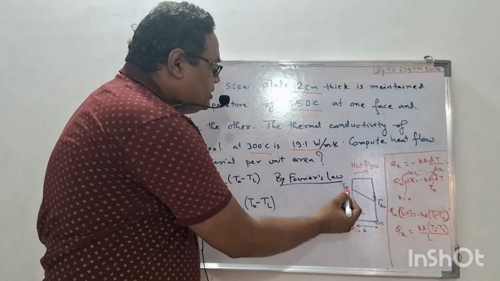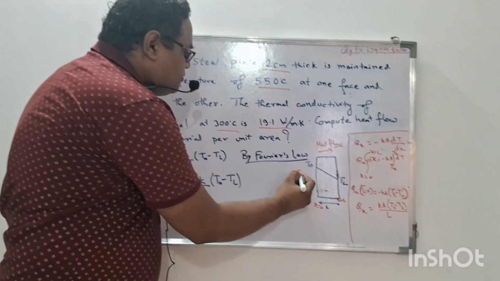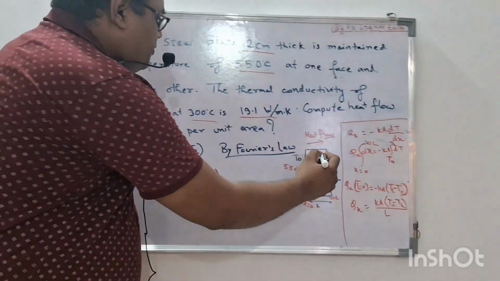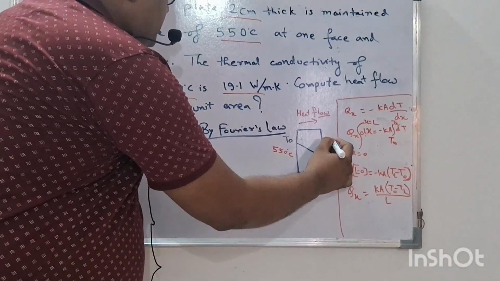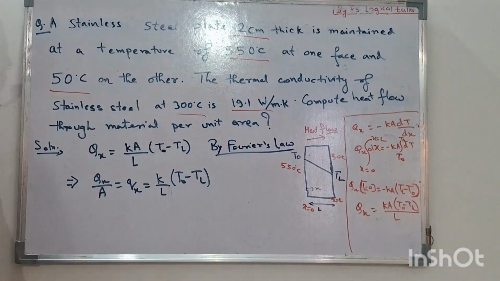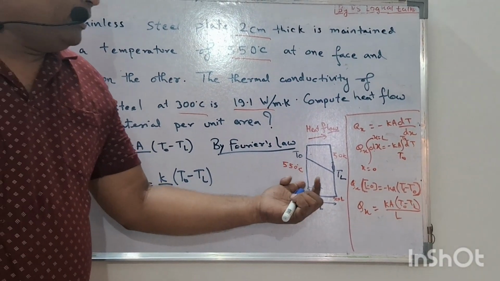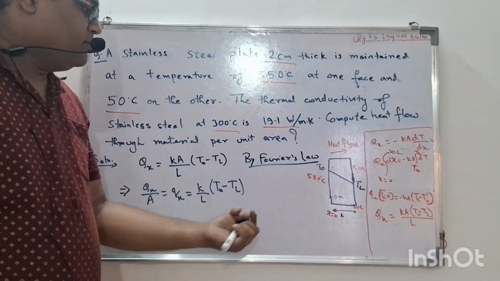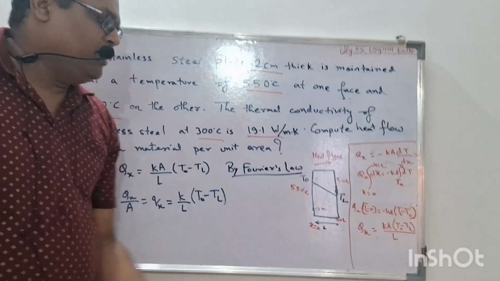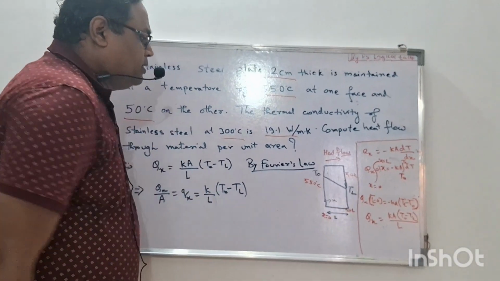So here the temperature is higher. The temperature of this side is 550 degrees centigrade and this side temperature is 50 degrees centigrade. So what we are saying is that the temperature decreases from this side to this side. Okay, so heat flow will be from higher to lower side. And suppose this is a thick plate and x is equal to 0 here and x is equal to L here. L is the thickness of the plate.